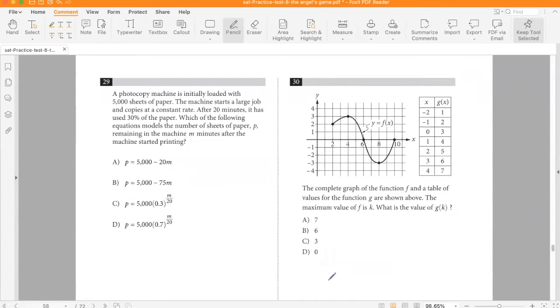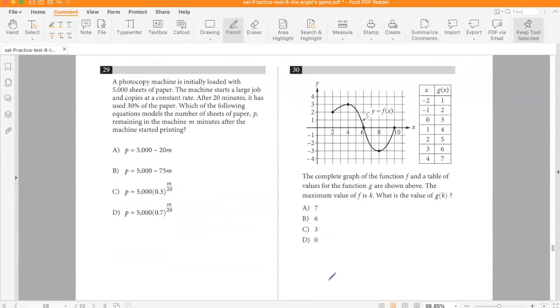A photocopy machine is initially loaded with 5,000 sheets of paper. The machine starts a large job and copies at a constant rate. After 20 minutes, it has used 30% of the paper. Which of the following equations models the number of sheets of paper remaining in the machine m minutes after the machine started printing? Okay, so it copies at a constant rate, so it can't be exponential.